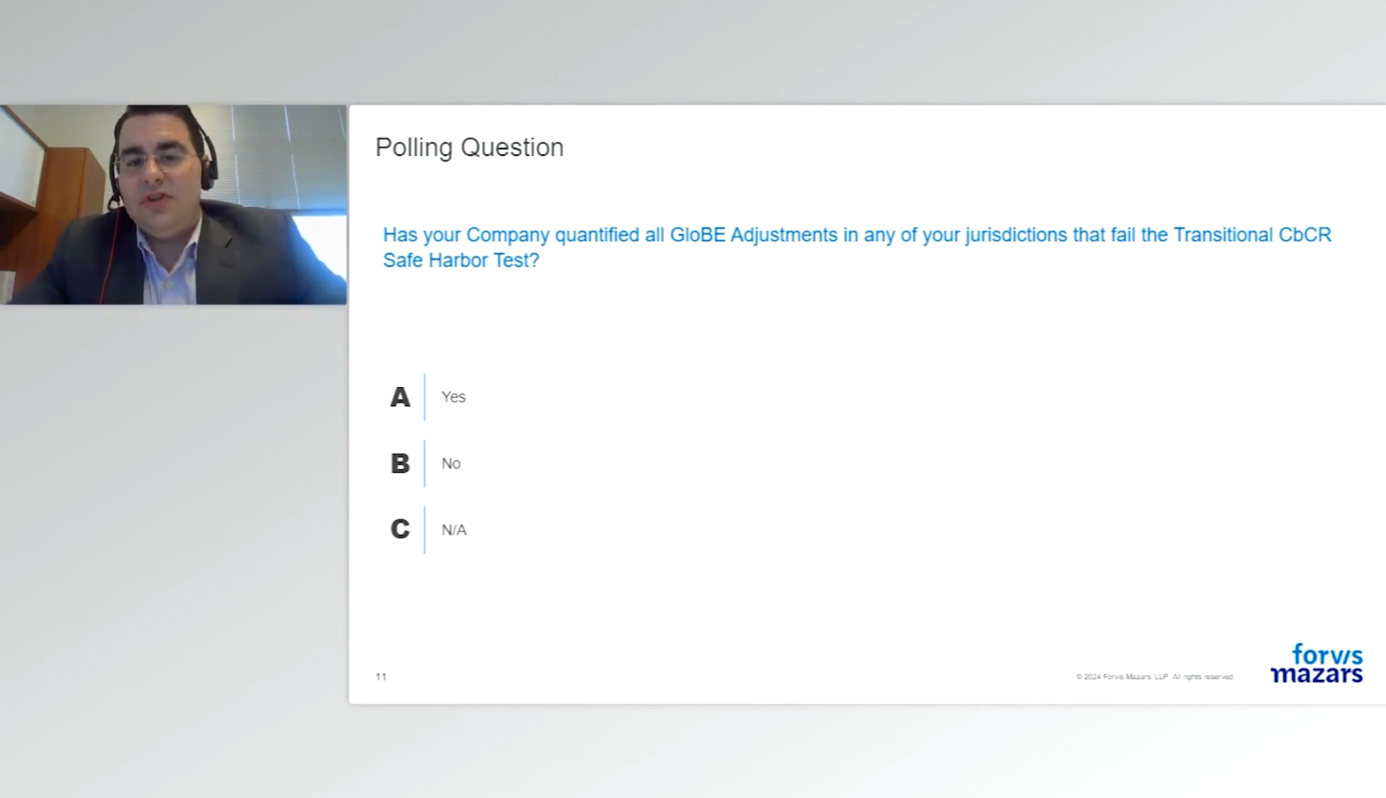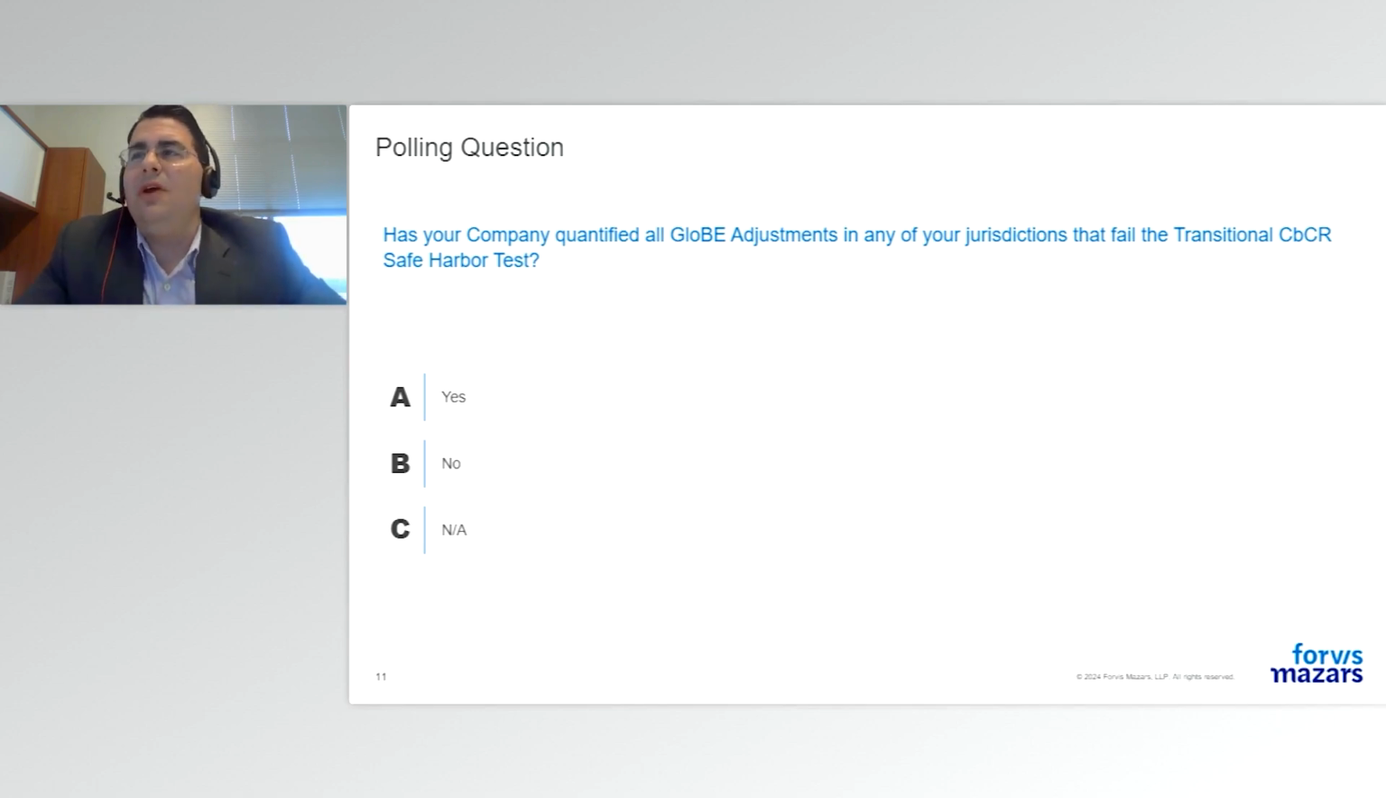As you all, for those that have tuned in, know, if you fail the transitional CBCR safe harbor test, there's the once out, always out rule that forces you to go into the full scope GloBE calculation. Today's session really presumes you do fail the transitional safe harbor test for a particular jurisdiction, and what we're going to go into is what those adjustments are.